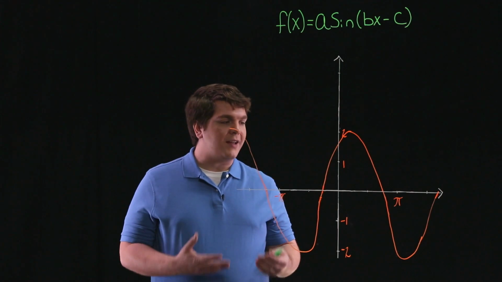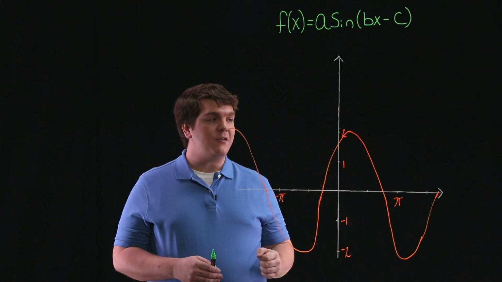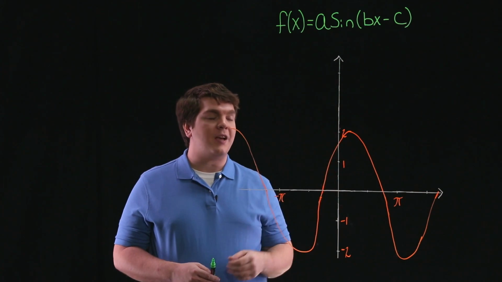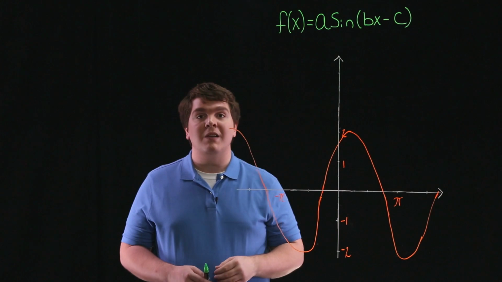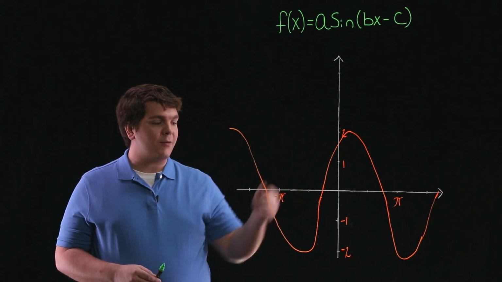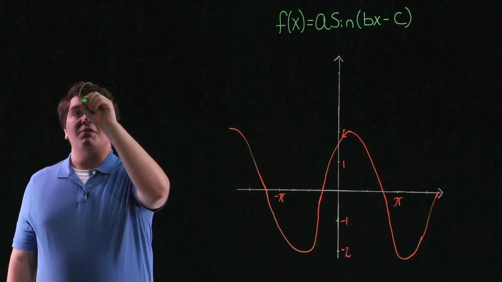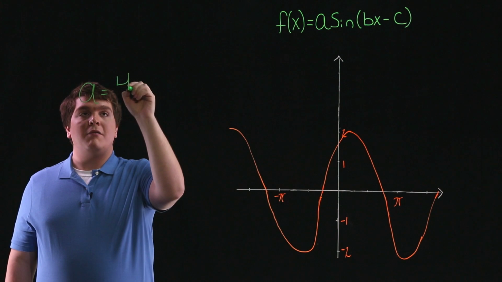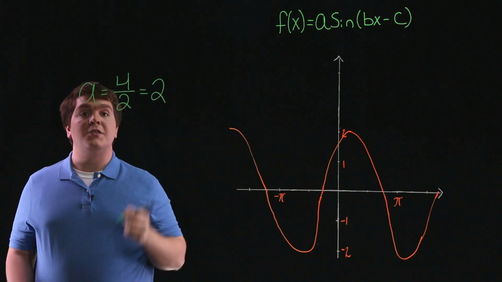Let's recall that the amplitude is 1/2 the distance from the maximum values to the minimum values. And here, the maximum values happen when y is equal to 2, and the minimum values happen when y is equal to -2. So the distance between the maximum and the minimum values is 4. So the amplitude A is equal to 1/2 of 4, or 4 divided by 2, which is equal to 2.